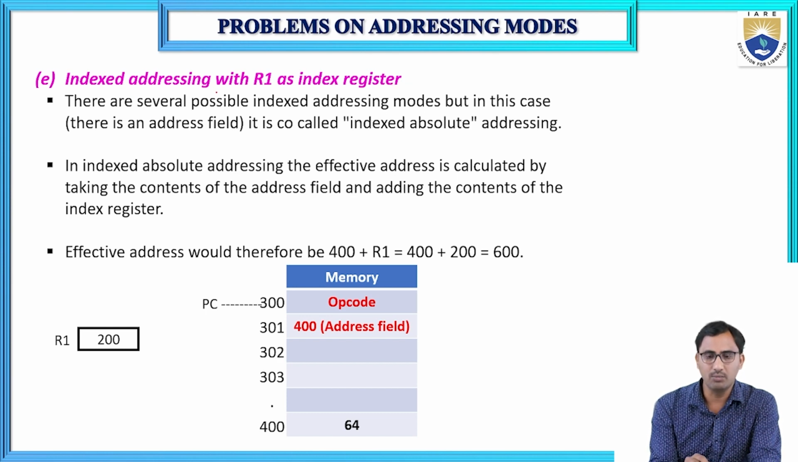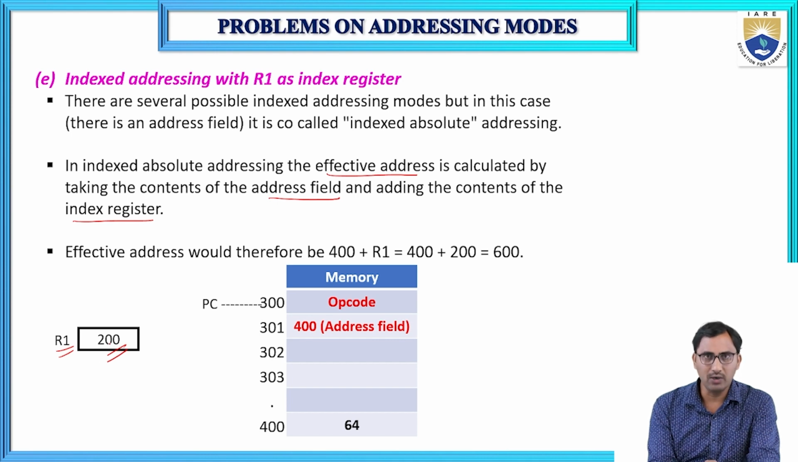So index addressing mode. There are several possible indexed addressing modes, but in this case, it is called indexed absolute addressing. In indexed absolute addressing, the effective address is calculated by taking the contents of the address field and adding the contents of the index register. So R1 is the index register. It contains the value 200.